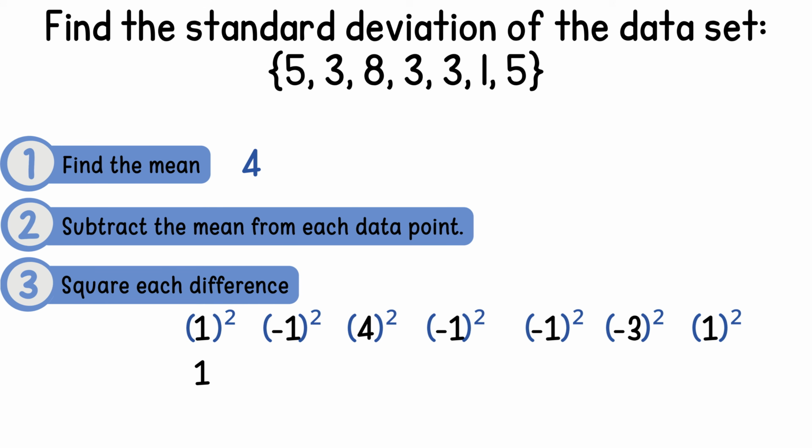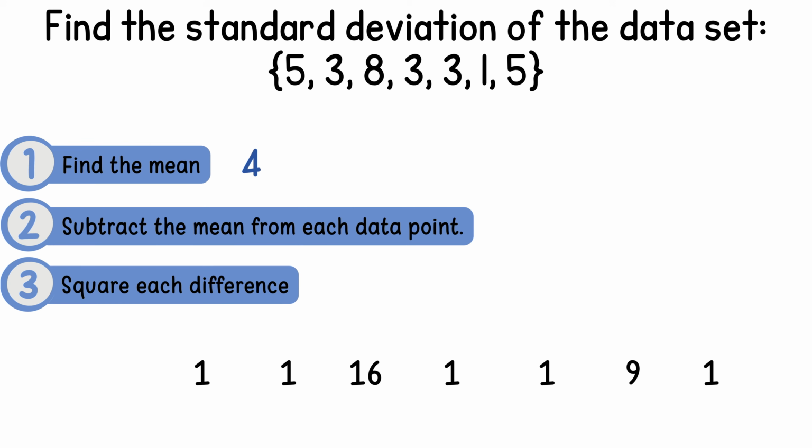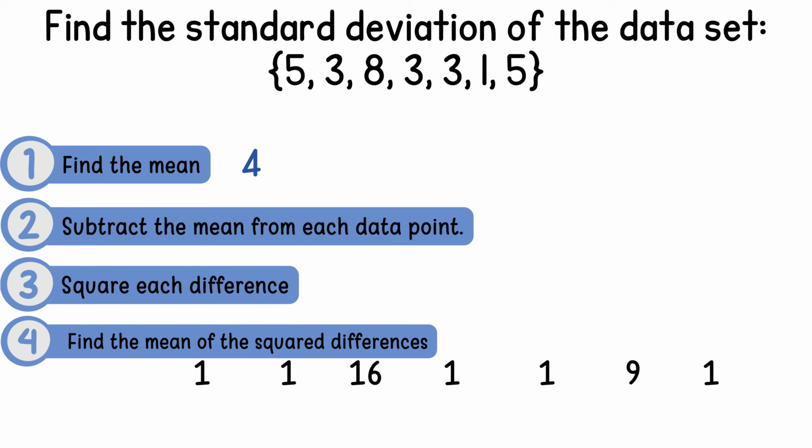1 squared gives us positive 1. Negative 1 squared also gives us positive 1. 4 squared is 16. And then we get 1, and 1 again, then 9, and we'll end with a positive 1. Now we're going to find the mean of these numbers. When we add all of these together, we get a total of 30. And dividing 30 by the 7 numbers in this set will give us a mean of 4.29.